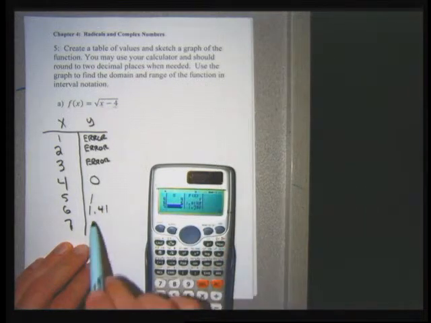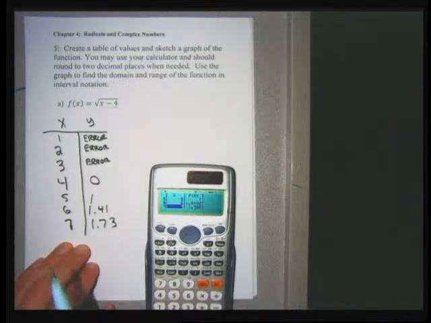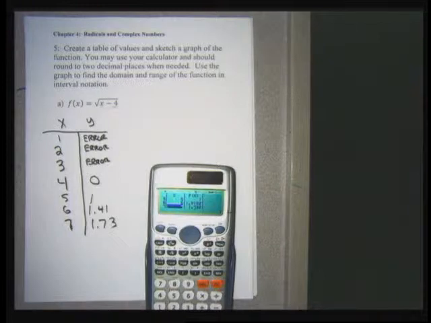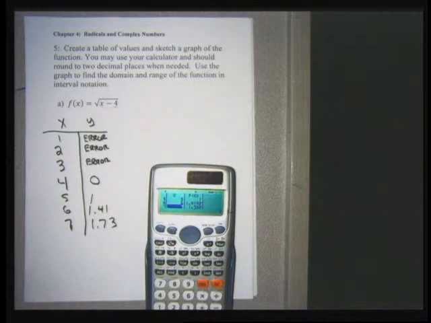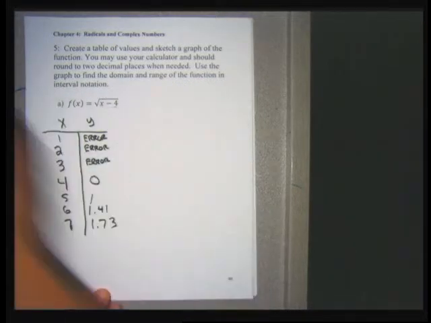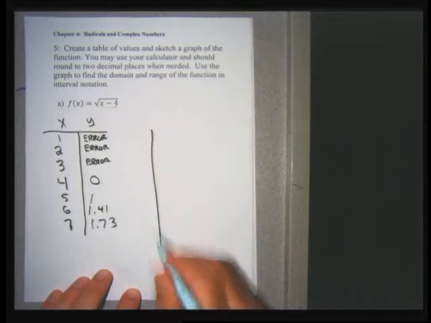And 7 is 1.73. So I don't expect you to get all the y's by hand, but if you get the y's by hand, more power to you. You should have a similar table to me. You don't have to have the ones with the errors. It just helps me be more confident in my graph.